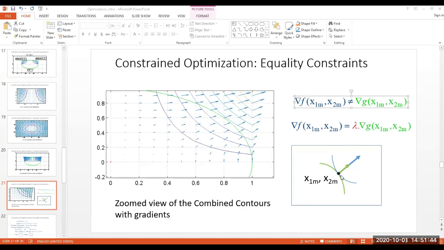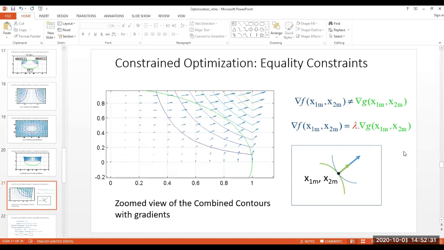At this point, both of these gradients would be parallel or anti-parallel. By anti-parallel I mean this green line could be in the reverse direction of the blue one, or vice versa. Here they are parallel, which means lambda is positive. They have a positive dependency. However, they could also be anti-parallel. So this is the Lagrangian, which links up the gap between the gradient of the objective function and the gradient of the constraint function at the optimum point x1m and x2m.